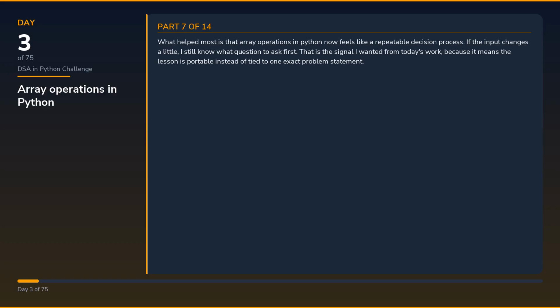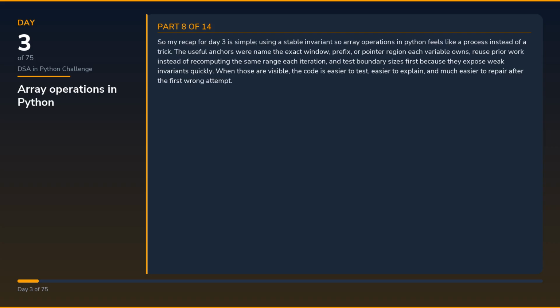What helped most is that array operations in Python now feels like a repeatable decision process. If the input changes a little, I still know what question to ask first. That is the signal I wanted from today's work, because it means the lesson is portable instead of tied to one exact problem statement. So my recap for day 3 is simple.